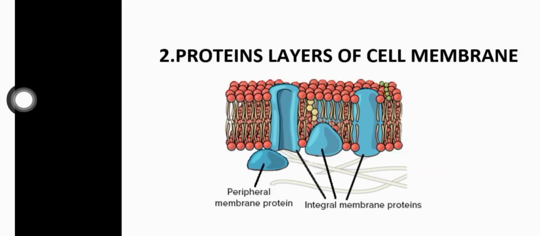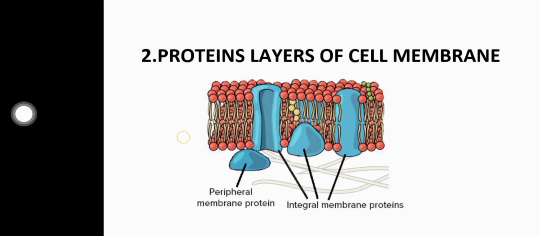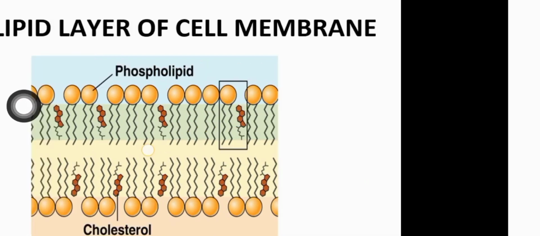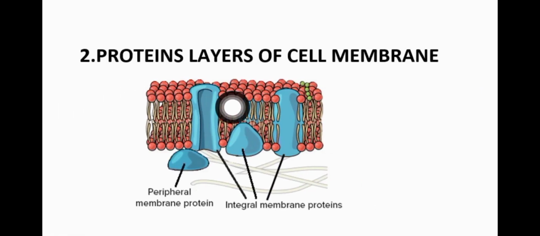Cholesterol. Cholesterol molecules are arranged in between the phospholipid molecules. It is responsible for the structural integrity of the lipid layer of cell membrane. Next is protein layers of cell membrane. Protein molecules are classified into two categories: integral proteins and peripheral proteins.